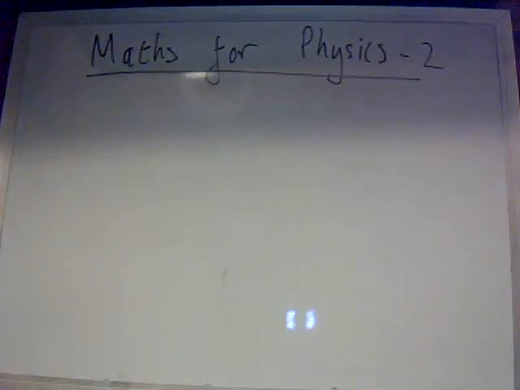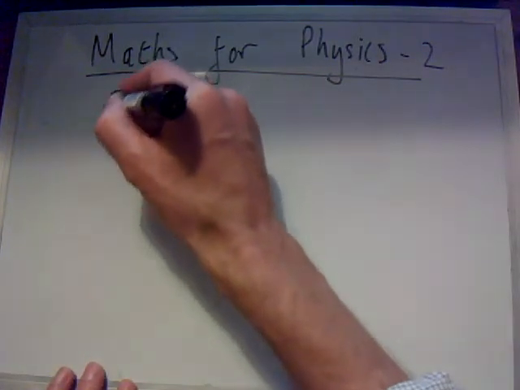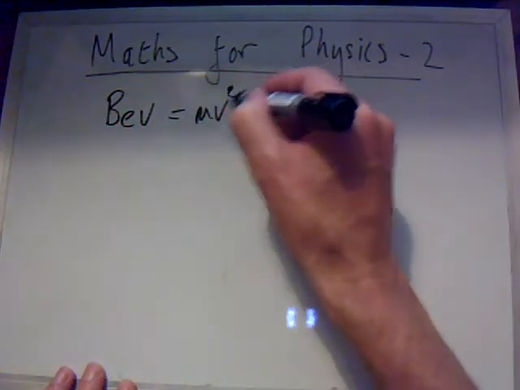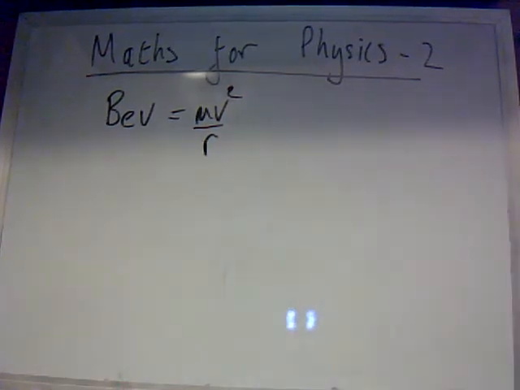In this video we'll be looking at rearranging equations and putting one letter on its own on the left hand side. Let's say we have the equation BEV equals mv squared over r. Now that is an equation that you'll meet in A2. It's to do with an electron moving at 90 degrees to a magnetic field and moving in a circle, or in a curve, part of a circle.